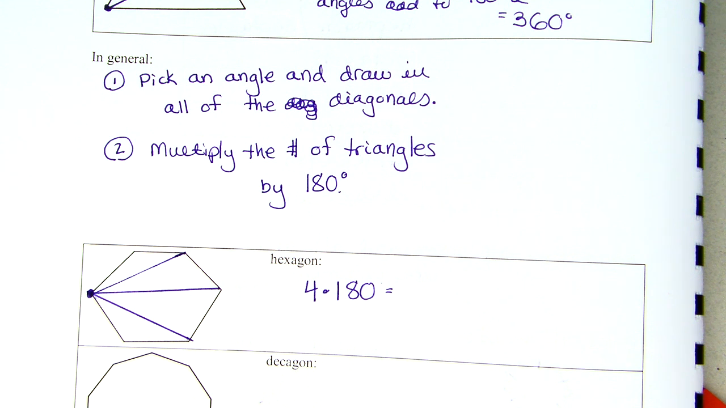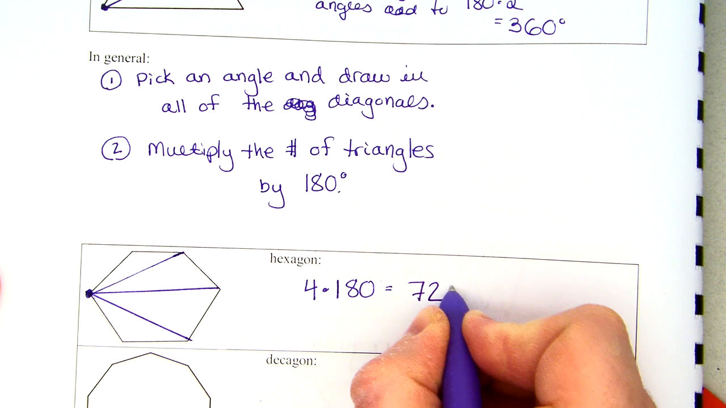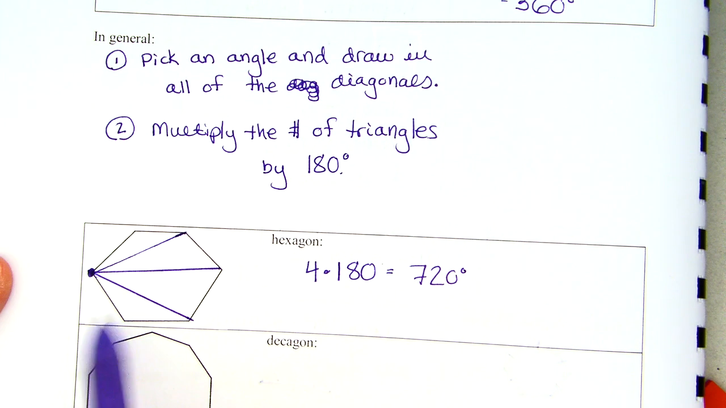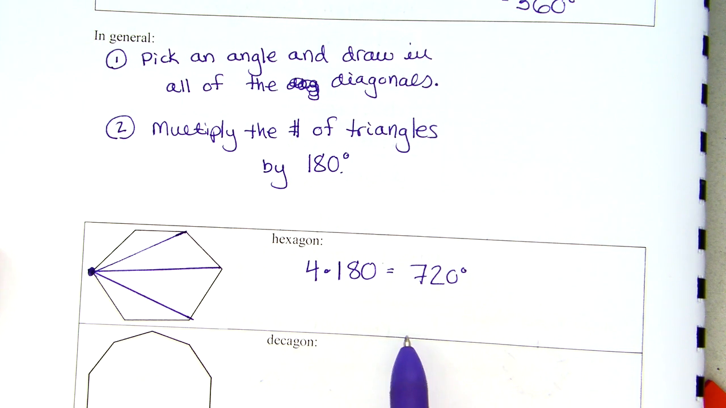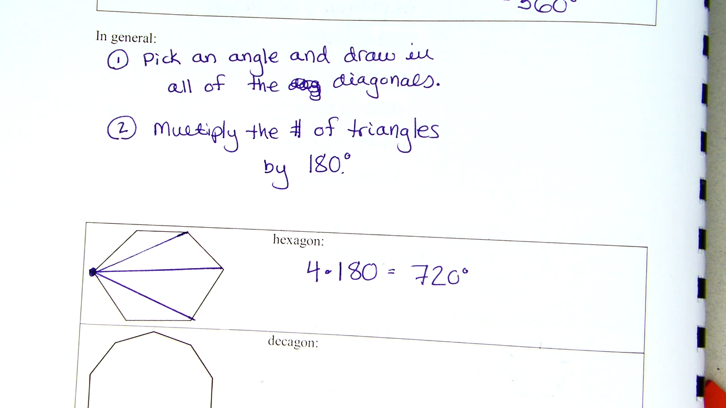720 degrees? Which again means in a moment, if we know like 5 of the angles but don't know the last one, I can do some addition and then subtraction from 720 to find the last one. We'll save that for a moment from now.